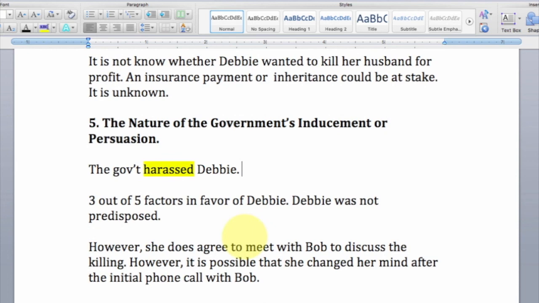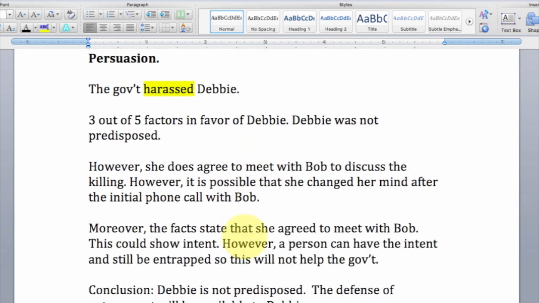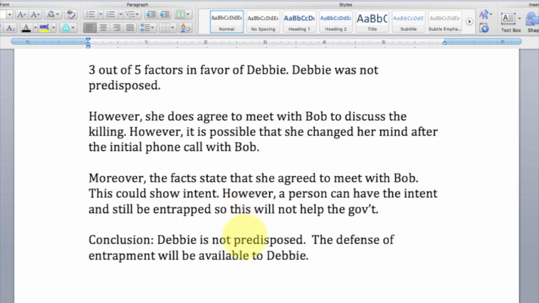So I'm going to say that she was not predisposed, and you could say, but Debbie did agree to meet with Bob to discuss the killing. And I'm going to say, hey, it is possible that she changed her mind after that initial phone call with Bob. Okay, and you can say otherwise. You can make your argument otherwise. Again, the analysis is the focus, not the conclusion.